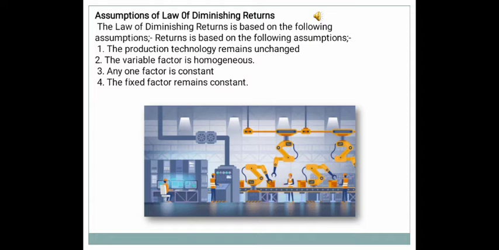Assumptions of the law of diminishing returns. The law of diminishing returns is based on the following assumptions. The production technology remains unchanged. The variable factor is homogeneous. Any one factor is constant. The fixed factor remains constant.